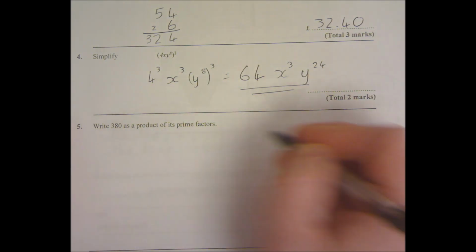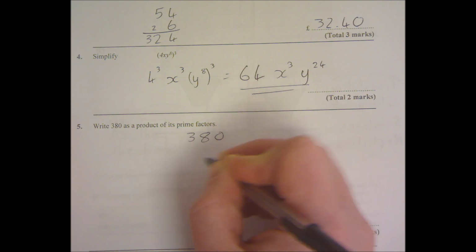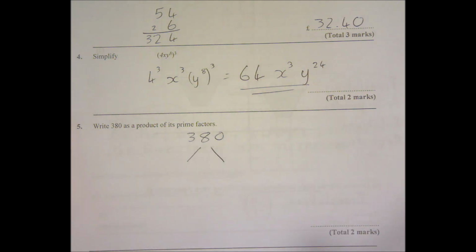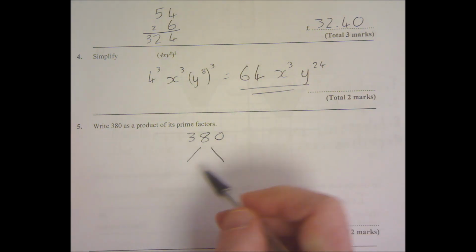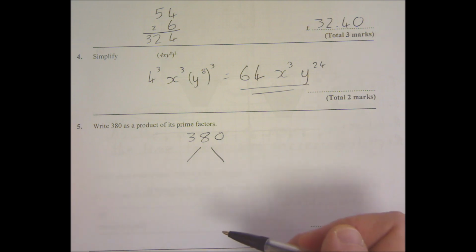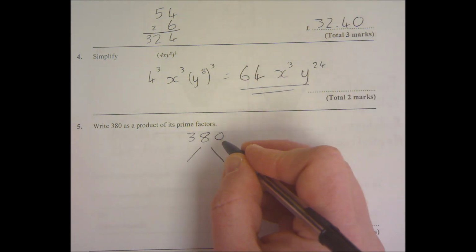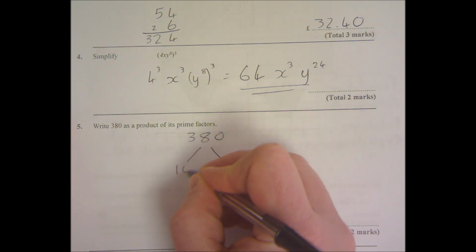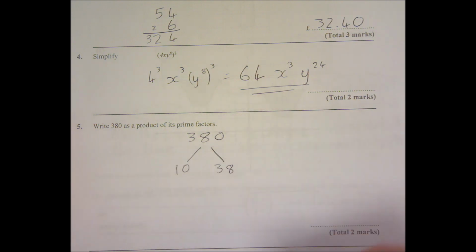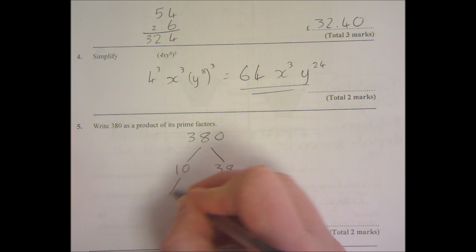Finally on that page, number 5, 380 is a product of primes. So I'm looking at what I multiply to make 380. Now I could do 2 and 190, but to make the numbers a lot smaller, a lot quicker, because it's got a 0 at the end, I know it's in the 10 times table, so I'm going to write 10 and 38.